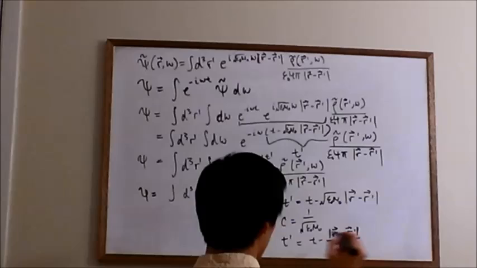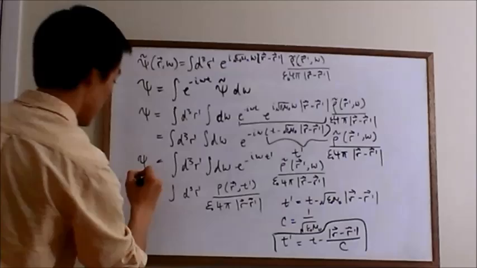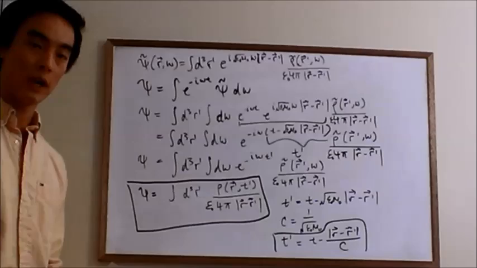And this right here is what we call the retarded time. So as you can see, I just derived the equation for the scalar potential using a Fourier transform and the concept of the retarded time.